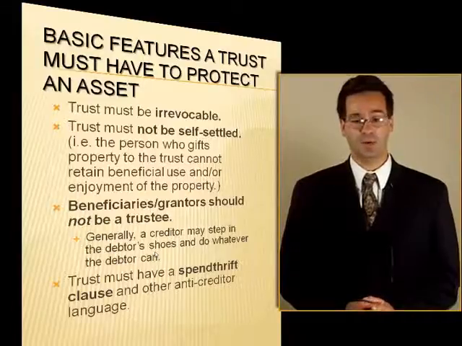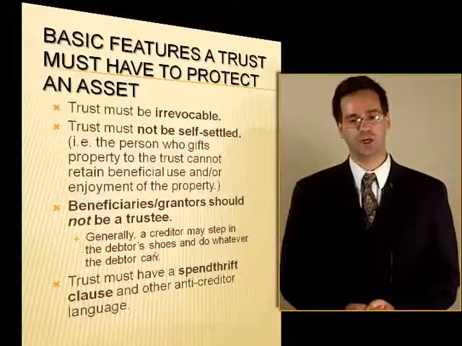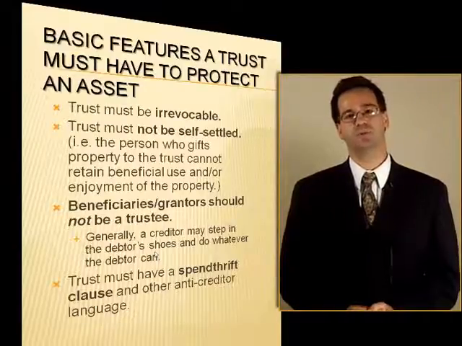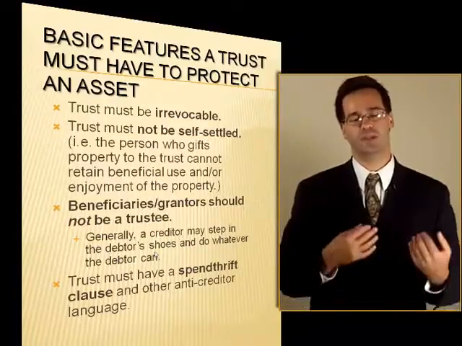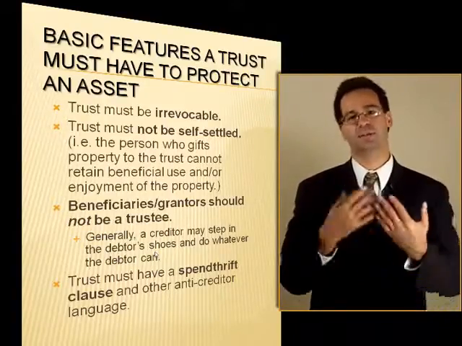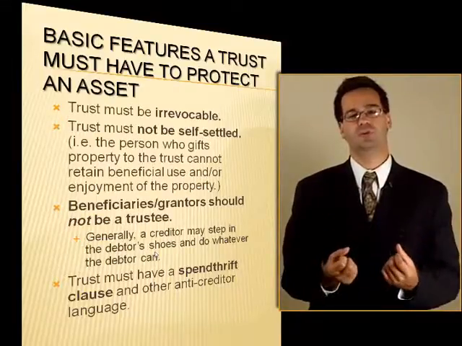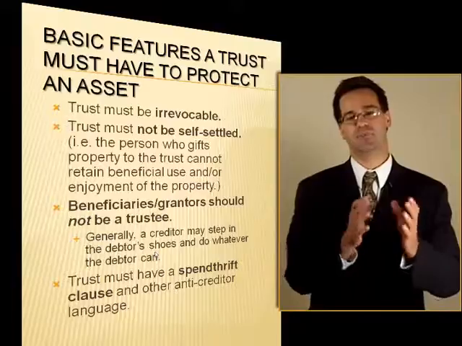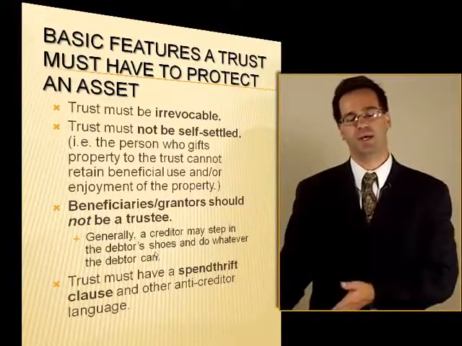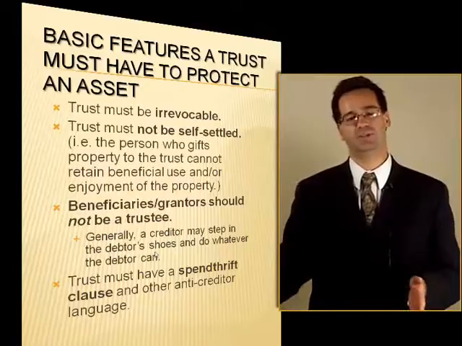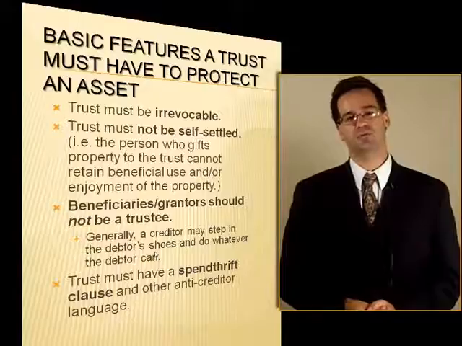Penultimately, beneficiaries or grantors should not be a trustee. When you set up a trust, you have the grantor, also known as trustor or settlor, and they gift money or other assets into the trust. The trustee is a fiduciary who takes title to those assets and then manages them for the benefit of the beneficiaries. And again, if the grantor and beneficiary are one and the same, that's a self-settled trust. So the beneficiary and grantor, neither of them should be trustees.